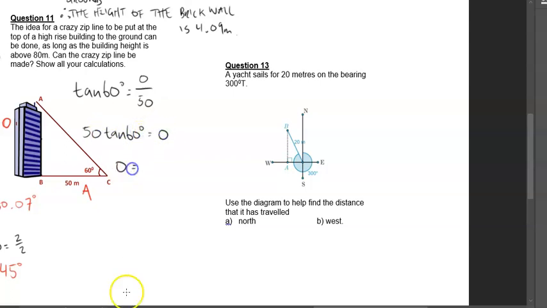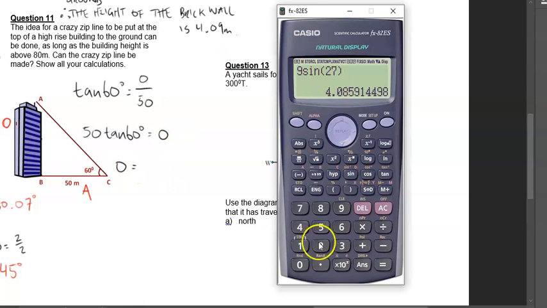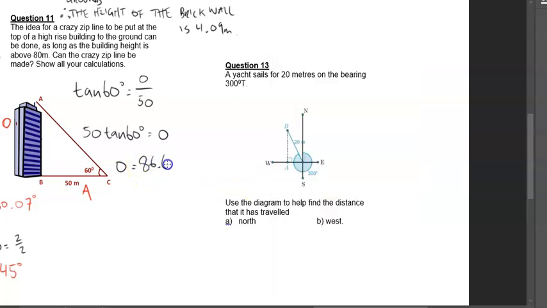So our O, or opposite side, 60 rather. No, I was correct. 50 tan 60 degrees. Now if you get this, just make sure that you press your SD button, which is 86.60, so 86.60 meters. Now this is above 80 meters, so can the crazy zip line be made? Therefore, yes, zip line can be made.